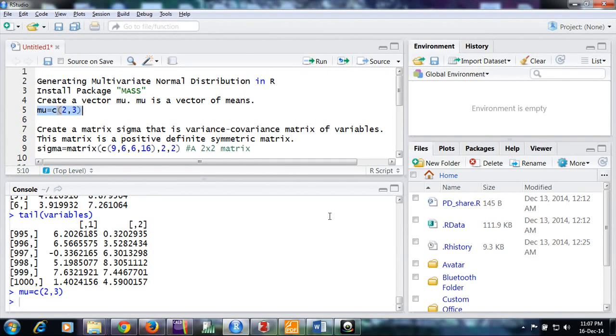Hello, friends. So today we'll discuss how to generate a multivariate normal distribution in R. So let's proceed. First of all, the question comes to mind: why do we need to generate these multivariate distributions?